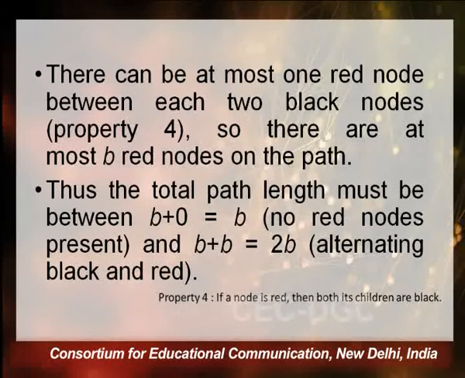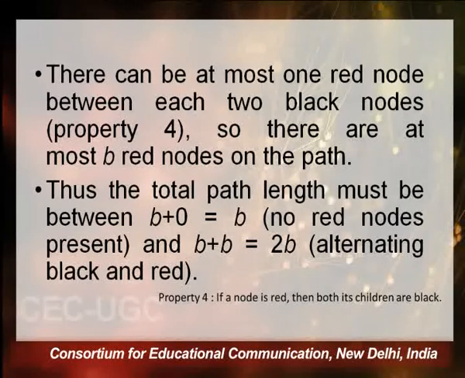So let us understand that there can be at most one red node between two black nodes. Let's say there are at most b red nodes on the path. If the number of red nodes on a path is b, then the total path length ranges from b to 2b.